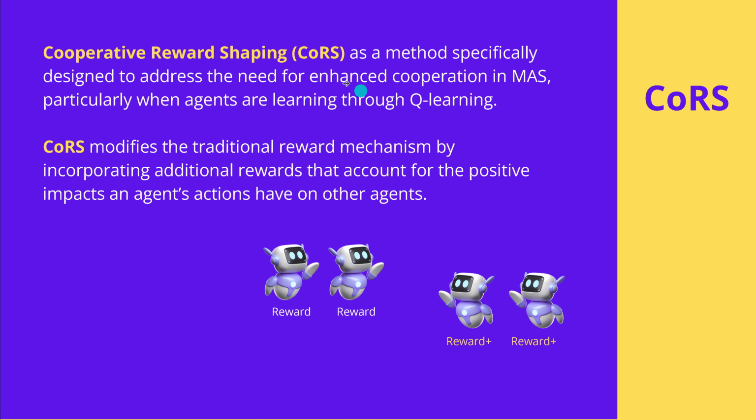This cooperative reward shaping is a method specifically designed to address the need for an enhanced cooperation in a multi-agent setting, particularly when we have agents that are learning through our beautiful Q learning methodology. Now, as you guessed it, CoRS modifies the traditional reward mechanism by incorporating additional rewards that account for the positive impacts an agent's actions have on other agents in its epsilon environment.